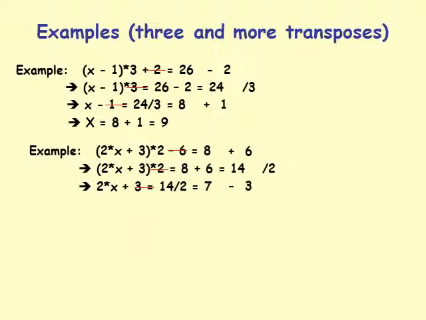Let's continue. So we move the plus 3, and it becomes minus 3 on the right. 7 minus 3 is 4. That's what we have on the right. Okay, let's continue here. So that means 2x is 4.